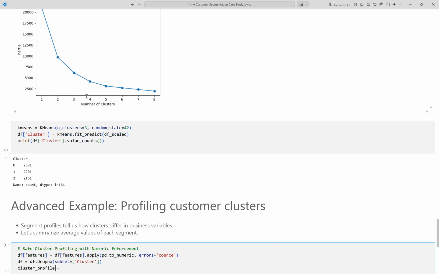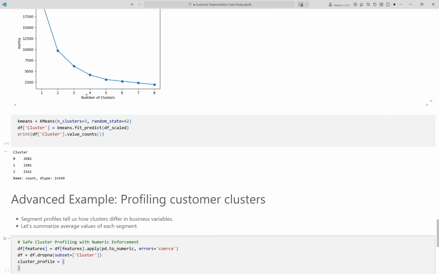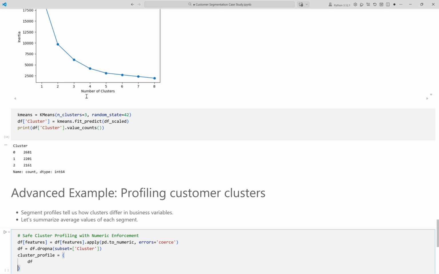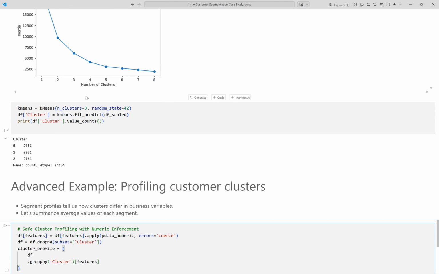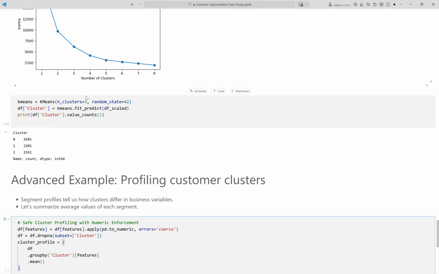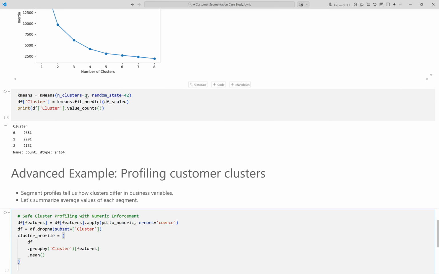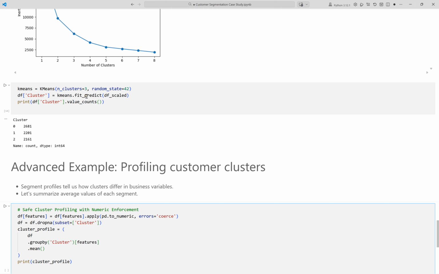Now we begin building the cluster profile summary. We reference the data frame. We group the data by the cluster column and select the feature columns. We calculate the mean of each feature within each cluster. We close the group by aggregation block. Finally, we print the cluster profile to interpret segment characteristics.